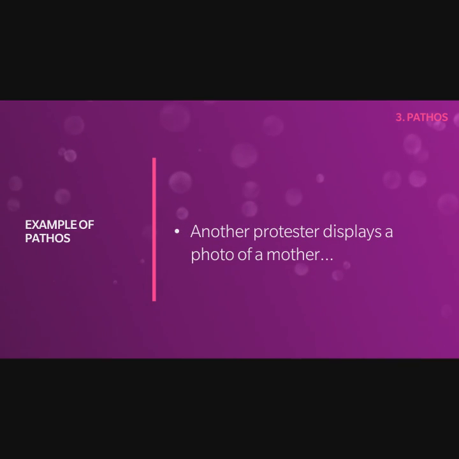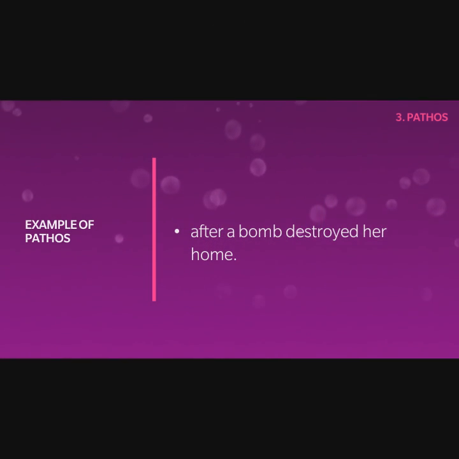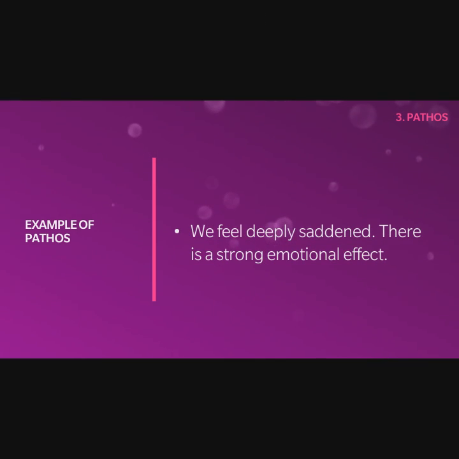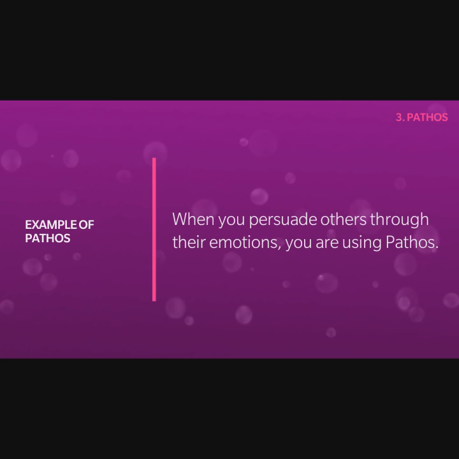At the same protest, another protester displays a photo of a mother holding the charred and lifeless body of her child who was killed when a bomb destroyed her home. This has a much greater emotional effect. It upsets us and makes us feel sad. That's pathos. Persuading others through emotions is pathos. Once again, remember that emotions can be both positive and negative, so they can persuade us to take both positive or negative actions.